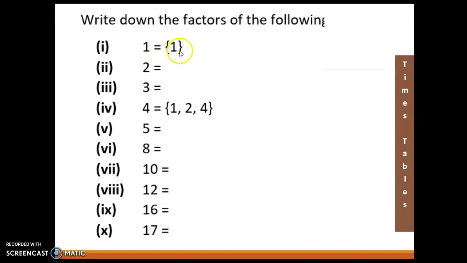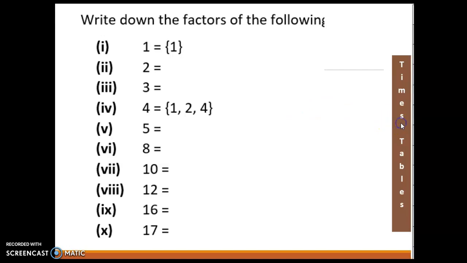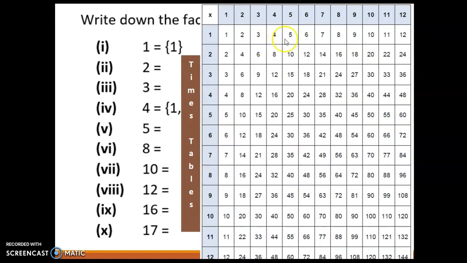We have the number 1 just has one factor, which is 1. And the number 4 has the factors 1 divides into 4, 2 divides into 4, and 4 divides into 4, all evenly. So 1 divides in 4 times, remainder 0, 2 divides in twice, remainder 0, and 4 divides in once, remainder 0.